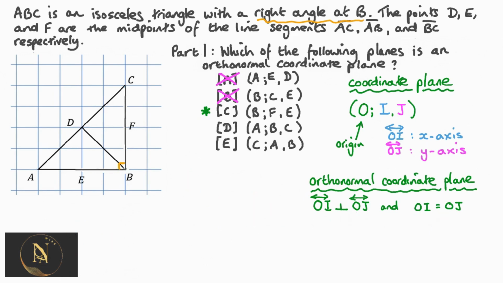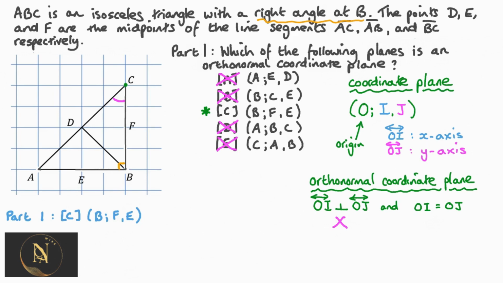If we look at our remaining options, that's D and E, in option D the origin is at the point A, so as with option A we can discount this, since the angle at A is not a right angle and hence the axes are not perpendicular. That is, the axes AB and AC are not perpendicular. And finally in option E we have C as the origin. The axes are CA and CB, and so the angle between them cannot be 90 degrees. The axes are not perpendicular, hence we can discount option E. And hence the answer to part 1 of the question, which of the planes is orthonormal, is option C, that's the plane BFE.